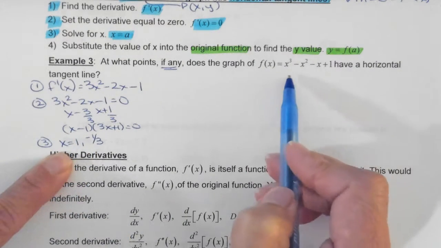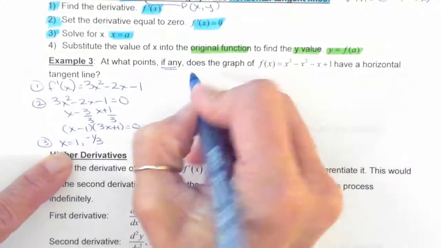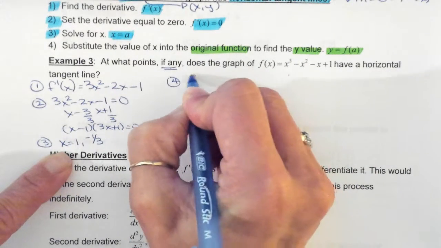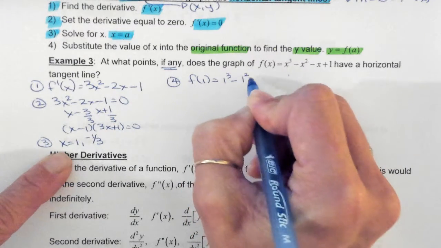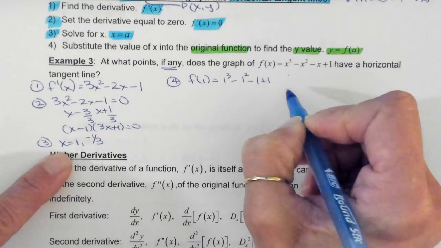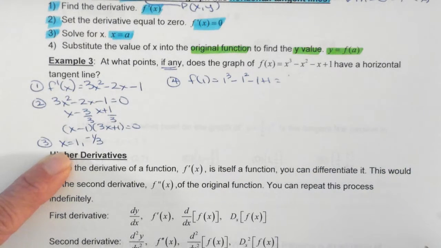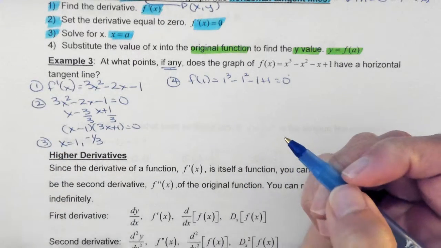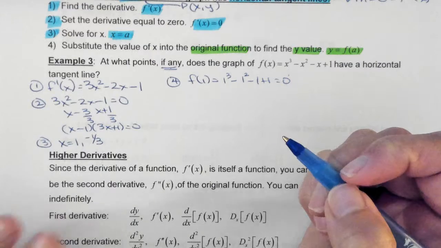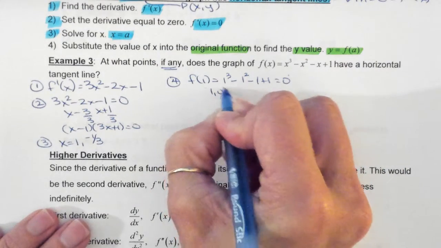So my original is here, so let's do the easy one. This is step number 4. We want to evaluate f of 1. This is 1 cubed minus 1 squared minus 1 plus 1. What is this? 1 minus 1, 0. Minus 1, negative 1, plus 1, 0. Okay, so the first point on this curve where I have a horizontal tangent line occurs at (1, 0).